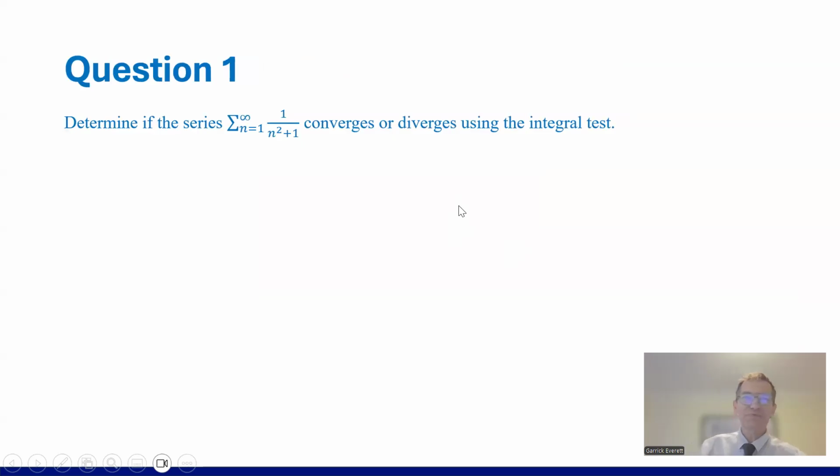Here we go. Question one. Determine if the series from 1 to infinity of 1 over n squared plus 1 converges or diverges using the integral test. It doesn't matter which test we use over the next few slides. If it goes to a number, any number, positive or negative, then it converges. Otherwise, if it goes to infinity, it diverges.